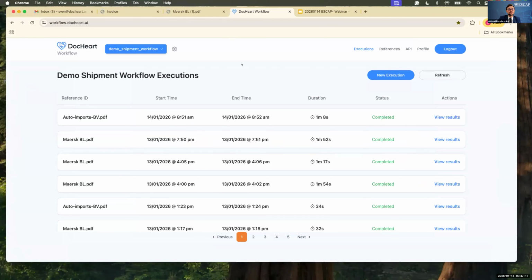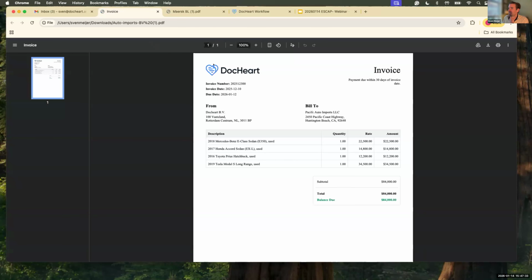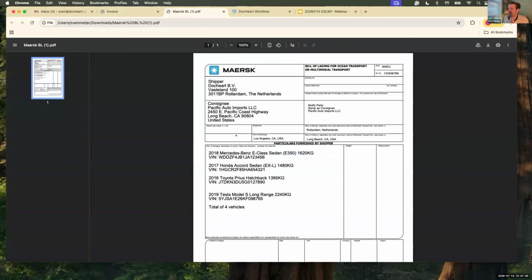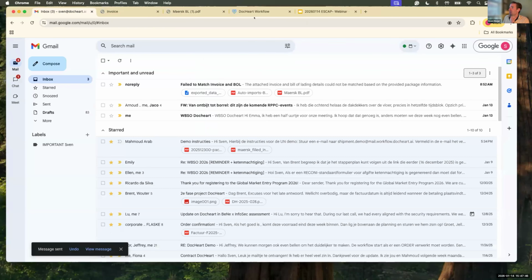Yes, we can see. This is the workflow automation we have. I prepared a short email that I sent to the workflow. I added 2 attachments, both PDFs. I opened them here. This is the invoice with some information in it, and there's also an example bill of lading. I will email this to a certain email address.